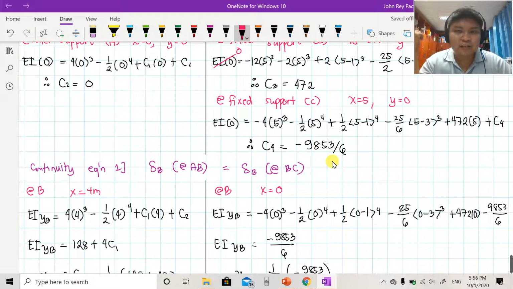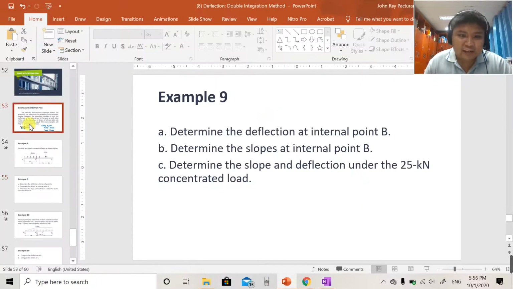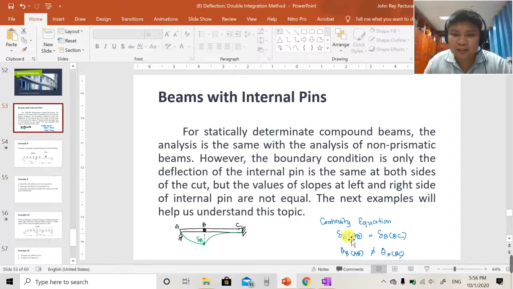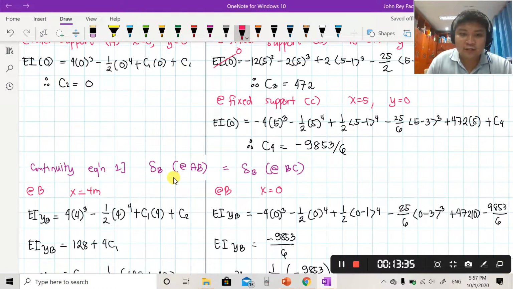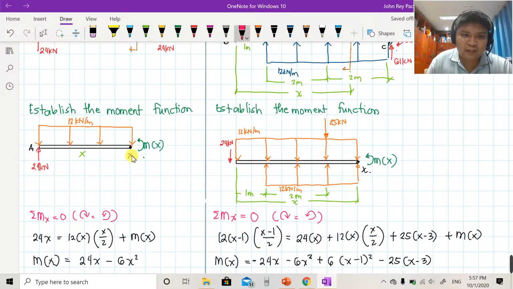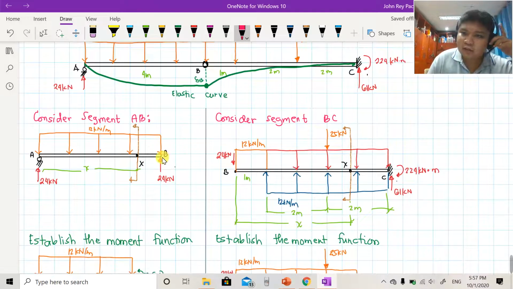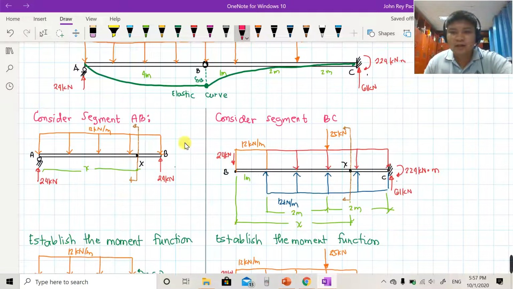And this time, i-utilize nyo na, class, yung ating continuity equation. Isa lang naman ang continuity equation, as I said earlier: dapat yung deflection at B considering AB must be equal to the deflection at B considering BC. So, ito na siya. Pero, considering point B dito, class, ang x natin dyan is equal to 4 meters considering segment AB. Pero, considering segment BC, ang x natin dyan equals 0. So, I hope that is clear.